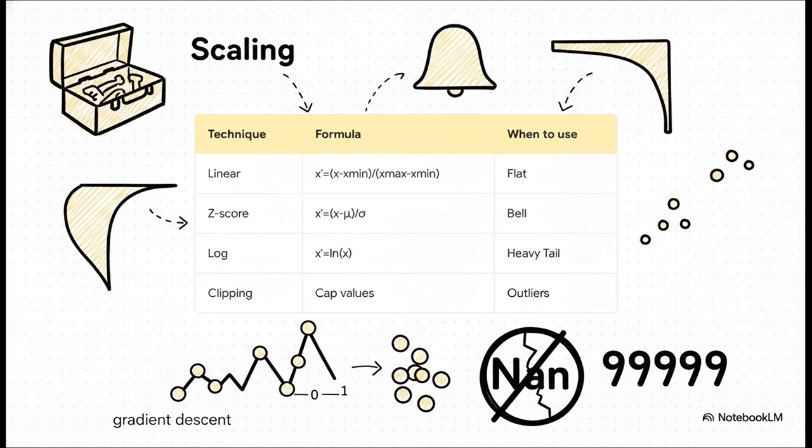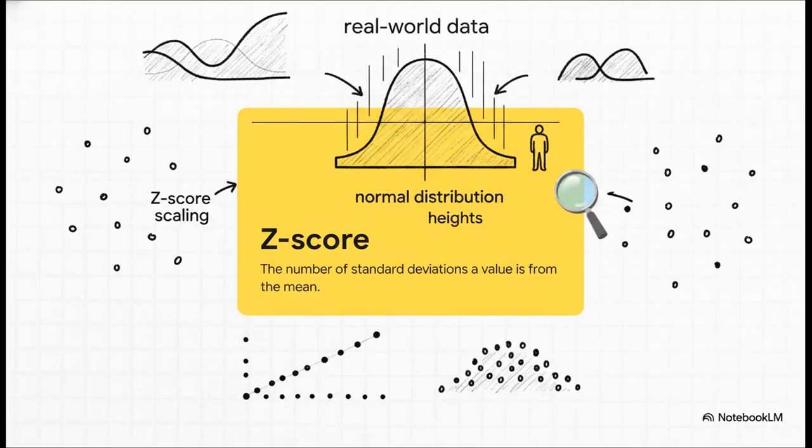It also prevents mathematical overloads, often called the NaN trap, which happens when formulas try to process massive unscaled numbers. What's truly fascinating here is that because most real-world data isn't perfectly flat or uniform, z-score scaling is often a much better choice than basic linear scaling. Nature absolutely loves bell curves. Z-score scaling maps values based on standard deviations from the mean, which is just perfect for normally distributed data, like human heights or test scores.